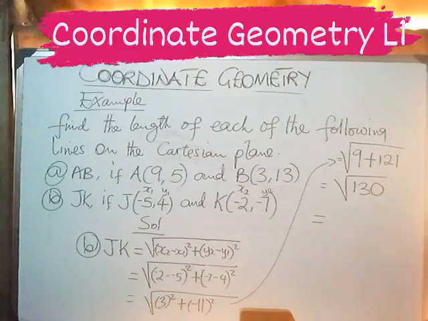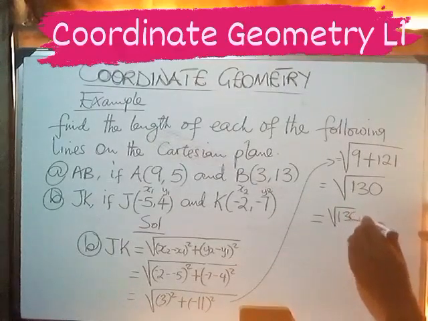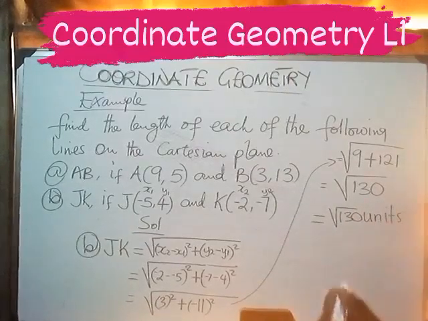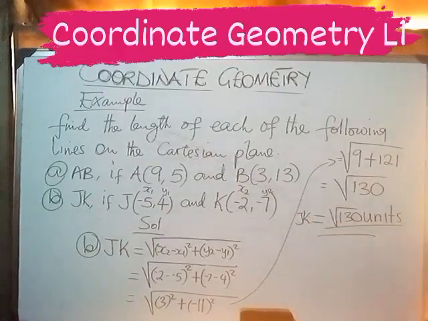But normally such kind of questions do come in paper 1. So if you do not have a calculator, it is still in order to leave your answer in a square root form. You can leave your answer in a square root form. So you are going to say this, the final answer for JK will be the square root of 130 units.